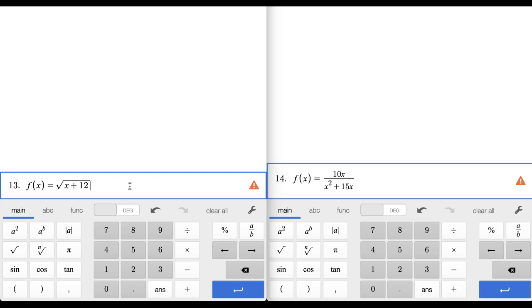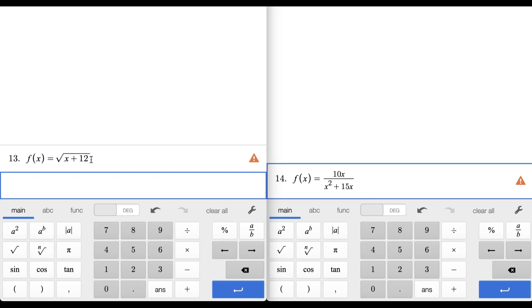Okay, number 13 and 14 asks you to find the domain. So we have to look for restrictions. Domain is related to all your possible x values. So what x values can we actually have that produces valid or existing y values?